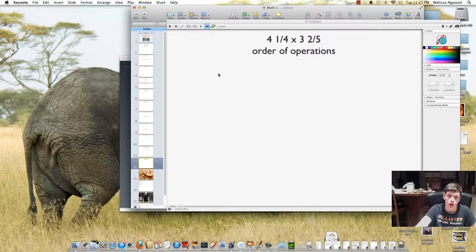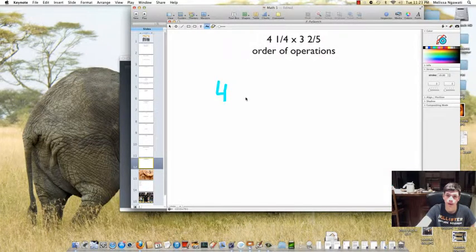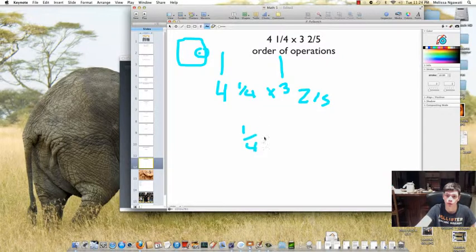We have the 4 and 1/4 times 3 and 2/5. We'll throw away the big numbers, the whole numbers, and put them in the safe. It's in the safe. Now multiply 1/4 by 2/5. So that's 1/10. Now we bring back these whole numbers.